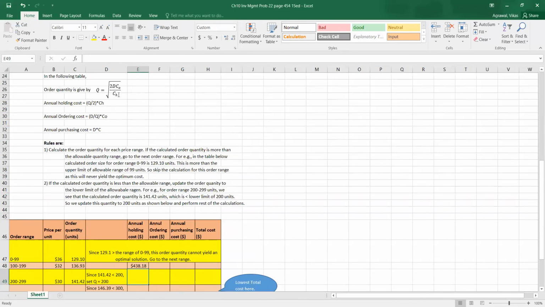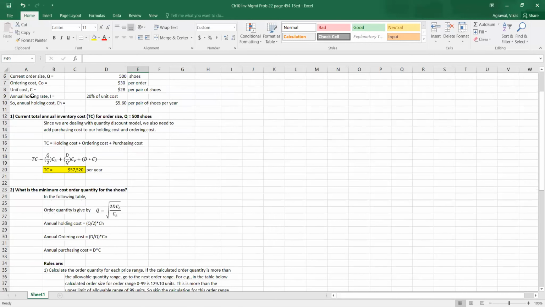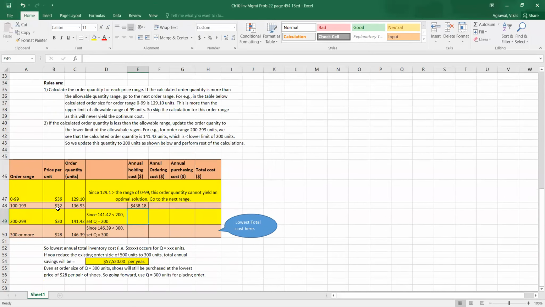CH is going to be calculated as 20% of the unit cost. Okay, 20, because that's given here, right? The annual holding rate is 20%, and our unit cost in this case is 32. That's why I did this one here. So if you see function F2 here, 20% of B48, that gives me inventory carrying cost for this particular order size here. Okay, something to keep in mind.